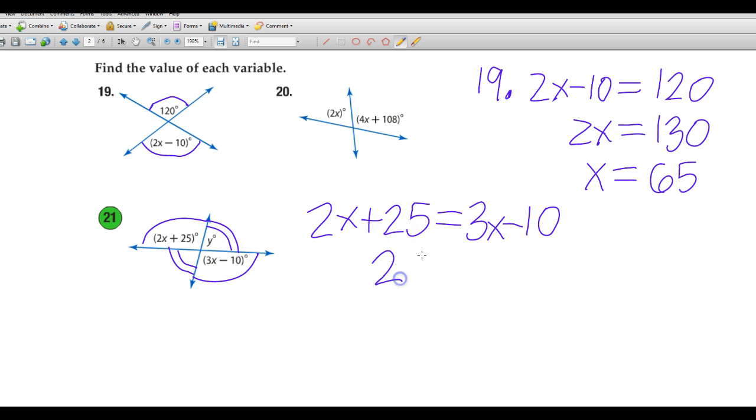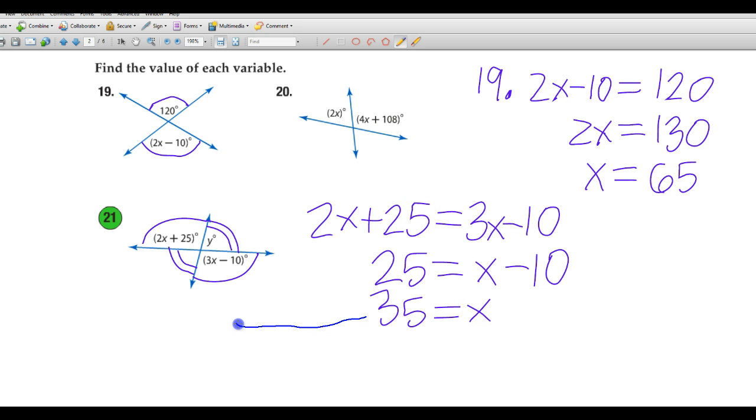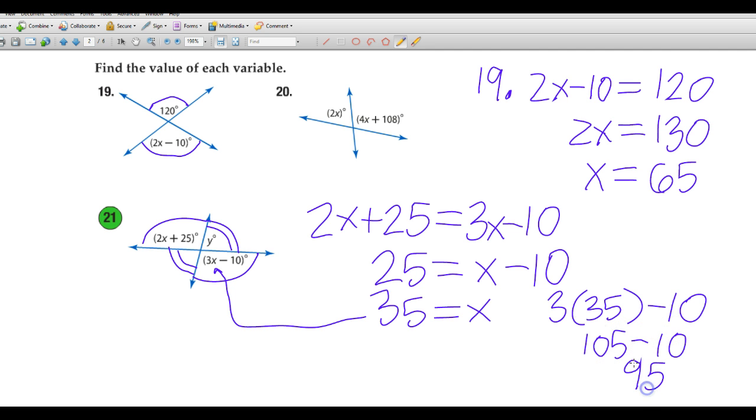So subtract 2x from both sides, add 10 to both sides, and we get x is equal to 35. So our next step would be to substitute that in here. So we would have 105 minus 10, or 95 degrees.